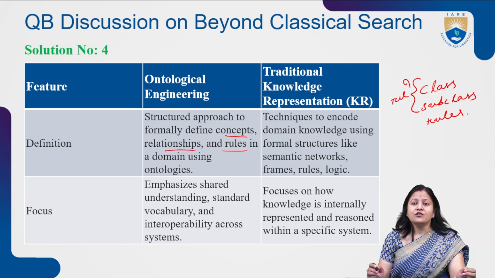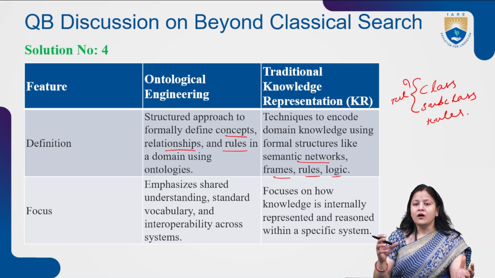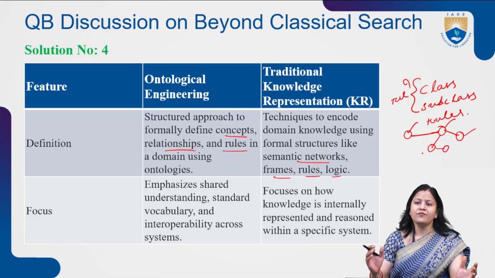Now, what is the definition of traditional knowledge representation? It is a technique to encode the domain knowledge using formal structures like semantic networks, frames, rules, and logic. A semantic network is a meaningful network, that is why it is called a semantic network. It is created with the help of nodes and some edges. Nodes may be a class, subclass, or attribute, and the edges show how they are related to each other. This type of network will be created, and from the network, which is meaningful, that means it gives some conclusion, this is the way we can represent the knowledge.